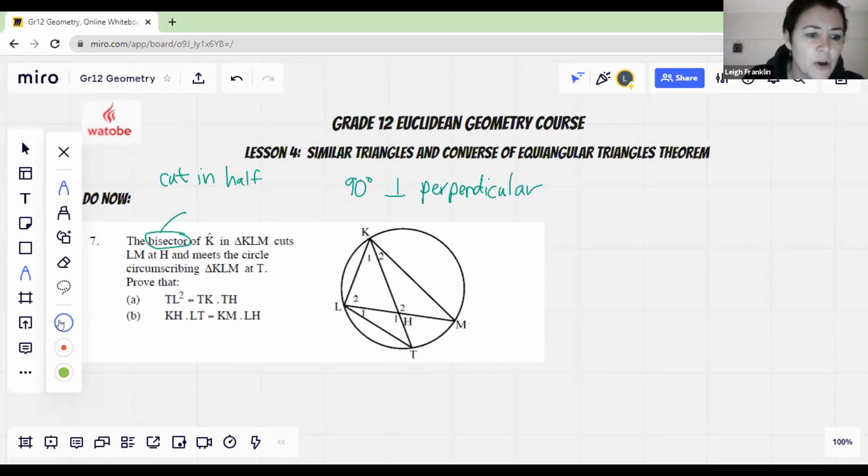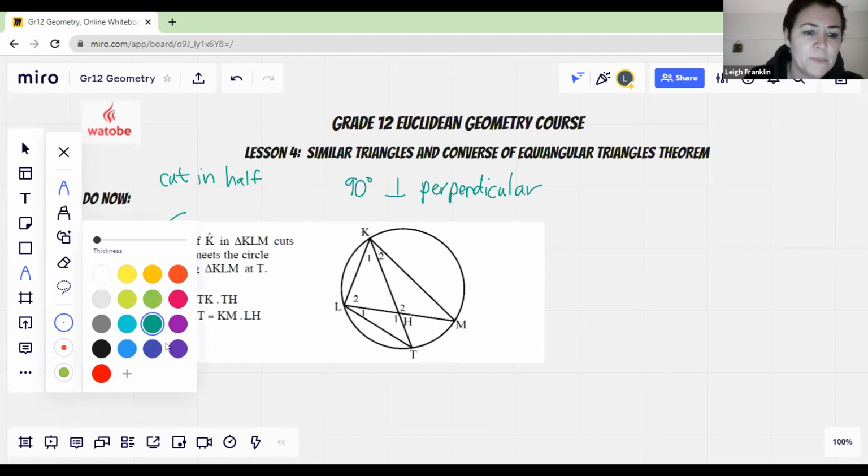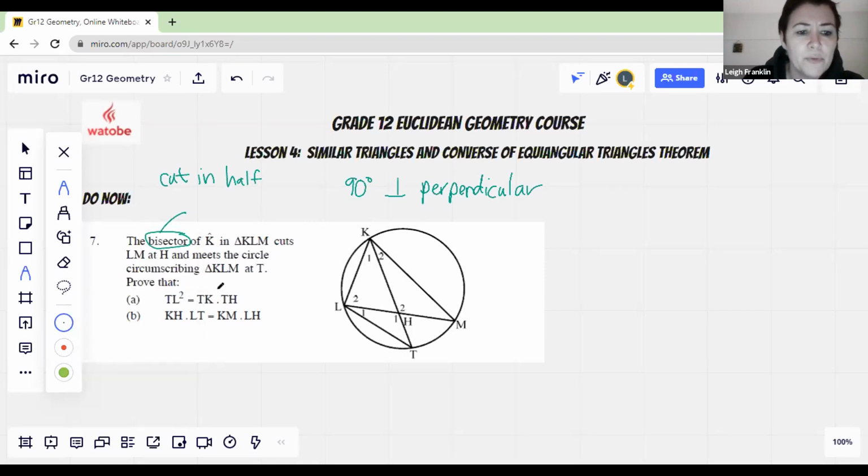But this bisector over here, what does that mean for us before we move on and try and prove this proportion? What are they telling us about K1 and K2? The bisector of K, what does that mean for us? K has been cut in half. So therefore, exactly, Chad, K1 equals K2. So I'm just going to call them both X for now. All right, good job.